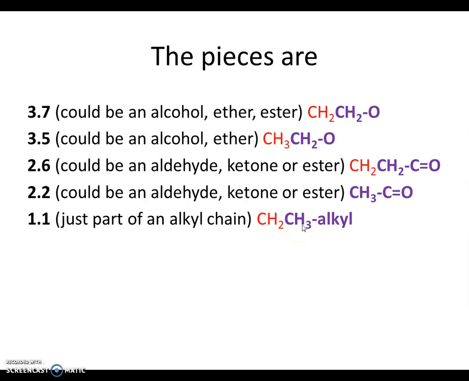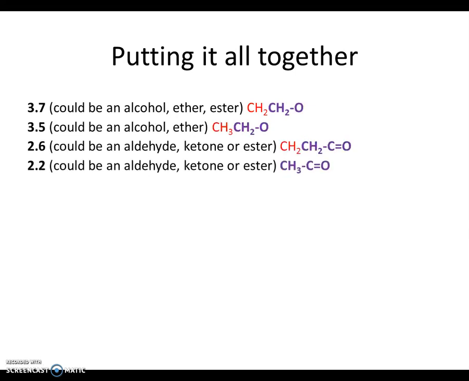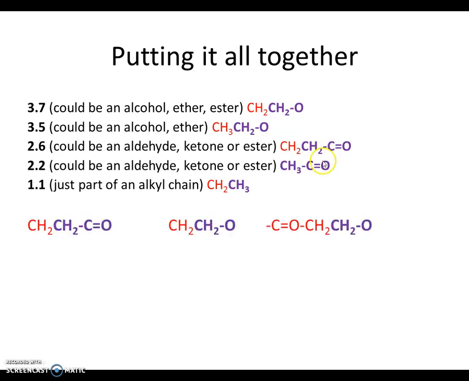Okay, so how are we going to put it all together? Here are the fragments again. What you've got to do is to look at which bits are in common. So you've got to say, well, I've got 2 CH2s here next to each other. Got 2 CH2s here next to each other. I've got a CH3 and a CH2, CH2 and a CH3, and a CH3 next to a C double bond O. Oh, that's got a C double bond O. So, how are we going to stitch it together?